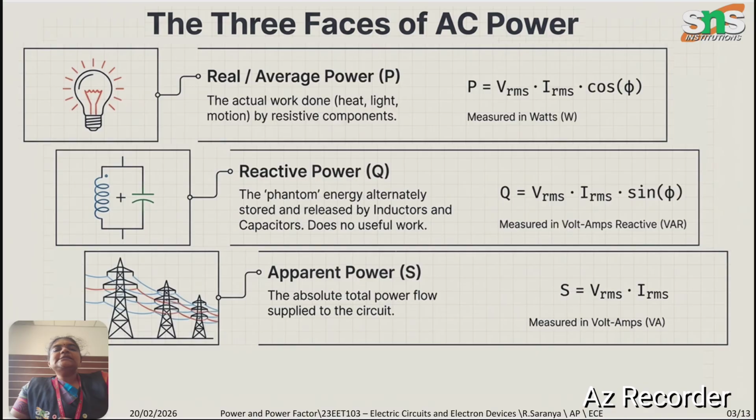Next is the apparent power. The apparent power is denoted by S, which is the total power supplied to the circuit. It's just the power flow which is being given throughout the circuit. It is given as the product of Vrms into Irms. Coming to the measurement units, the average power is measured in watts, reactive power is measured in volt-amps reactive, and S is measured in volt-amps. These three are the main factors in the case of power factor.